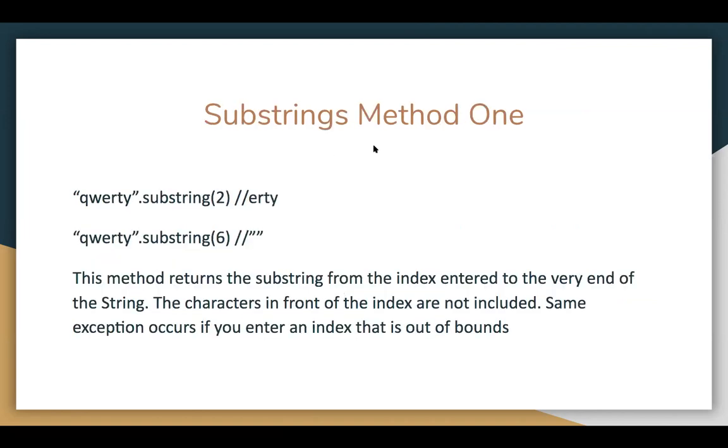Substring method number 1. There are 2 in total, and I'll be going over the second one shortly after. You can see here in this example, I have .substring, and inside the parentheses, I also have a number. What this outputs is ERD. This method returns the substring. A substring means a part of a string from the index entered to the very end of the string. The characters in front of the index are not included.